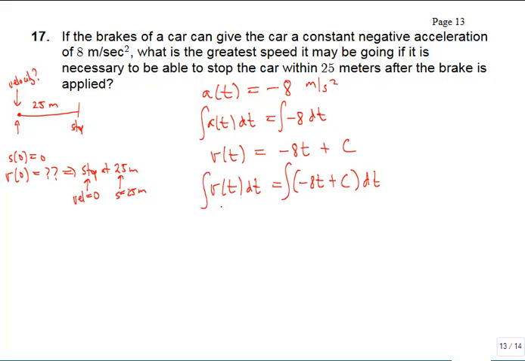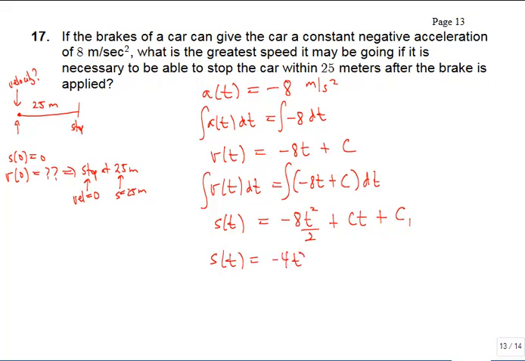What function has as its derivative velocity? That would be position. What function has as its derivative -8t? Well, that would be -8, and then the t becomes t squared over 2. And then what would be the integral of c? Well, since c is a constant, it would just be ct, because the derivative of ct goes to c. But we get another constant on the end. I'll call that c sub 1.